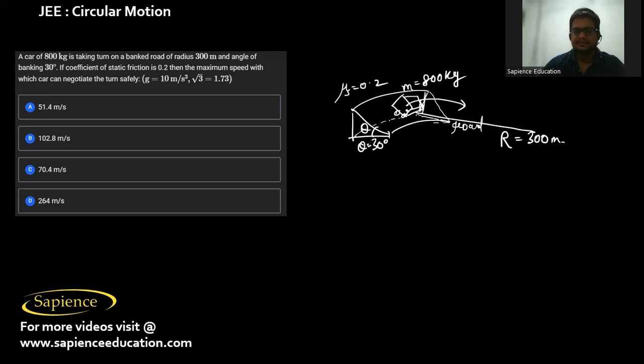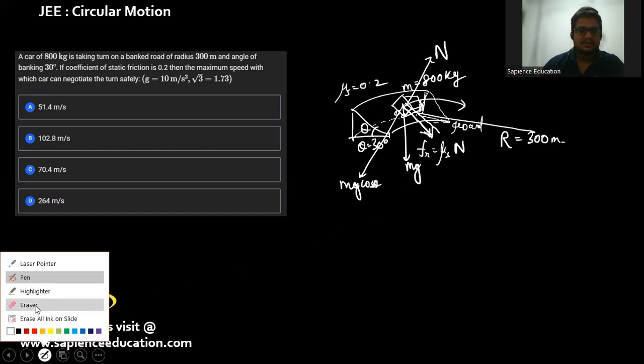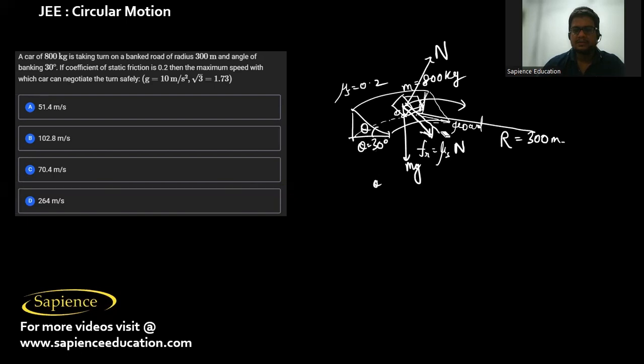So for maximum speed, the friction will act down the incline. Friction is equal to mu s into N, where N is the normal reaction force. This is mg, so this will be mg cos theta, and this way it will be mg sin theta.